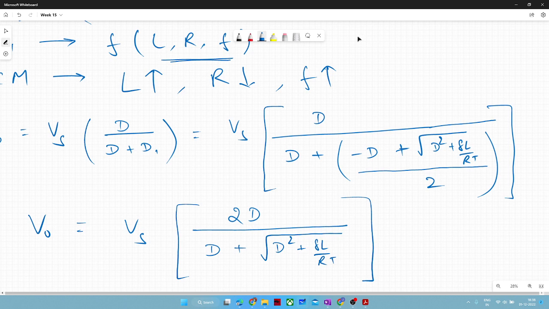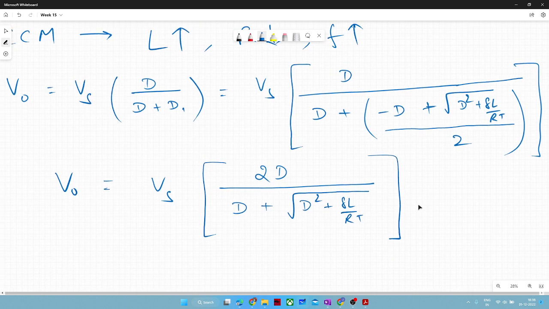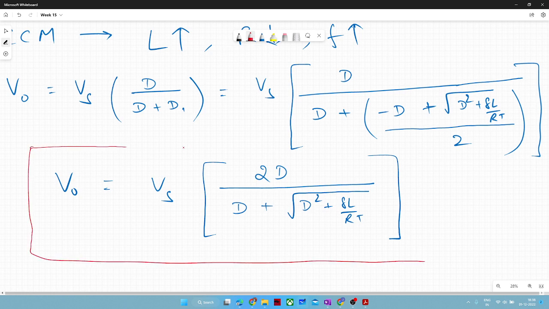Because we calculated D1 in terms of D, whatever the value of D you get, it will suffice. Either it is in discontinuous mode or continuous mode, this will be your expression. Important expression.